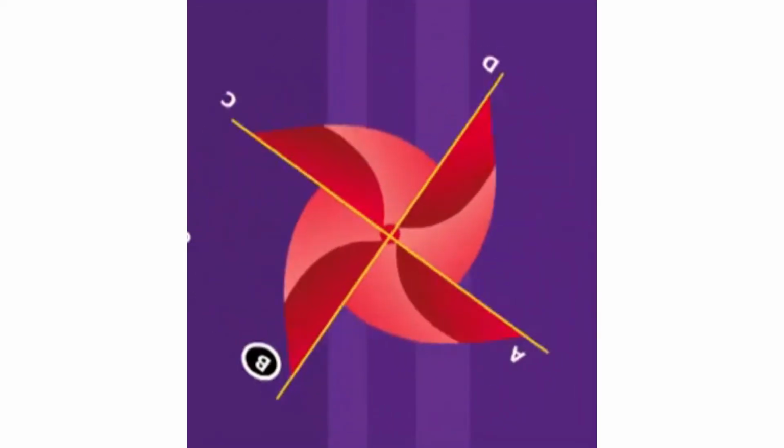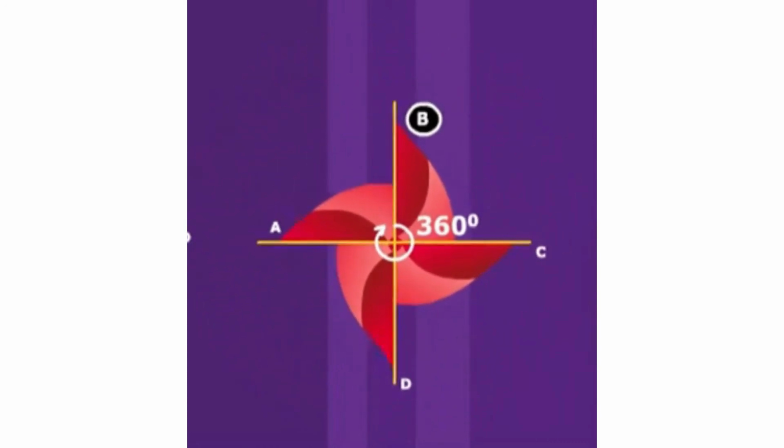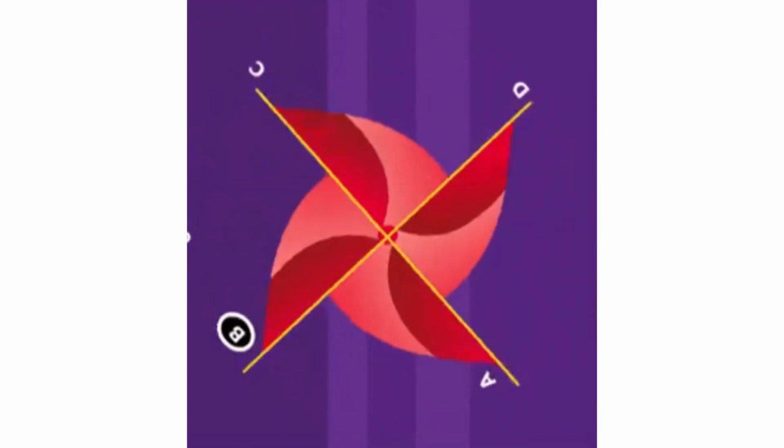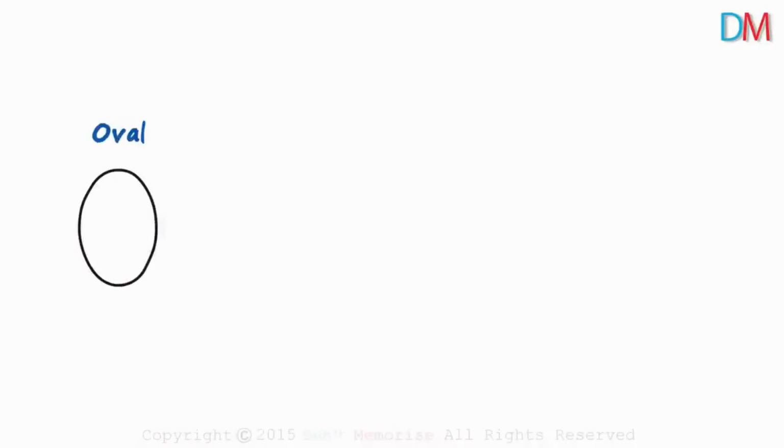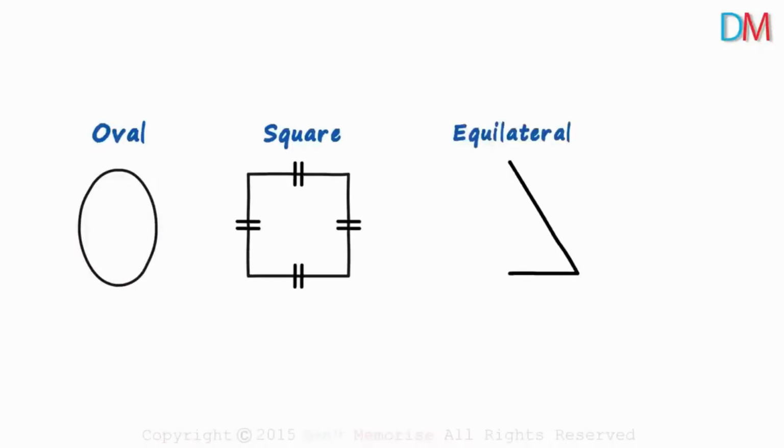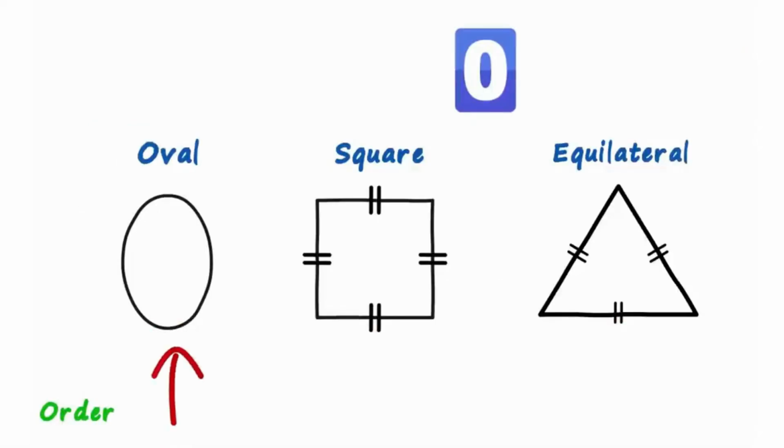We rotate the figure completely around the center point once and see how many times it looks exactly like the original one. Let's try counting the number of times the rotated figure looks like the original. First, an oval, next a square, and lastly, an equilateral triangle. We begin with the oval shape and start rotating it. Let's see how many times the rotated image looks like the original.